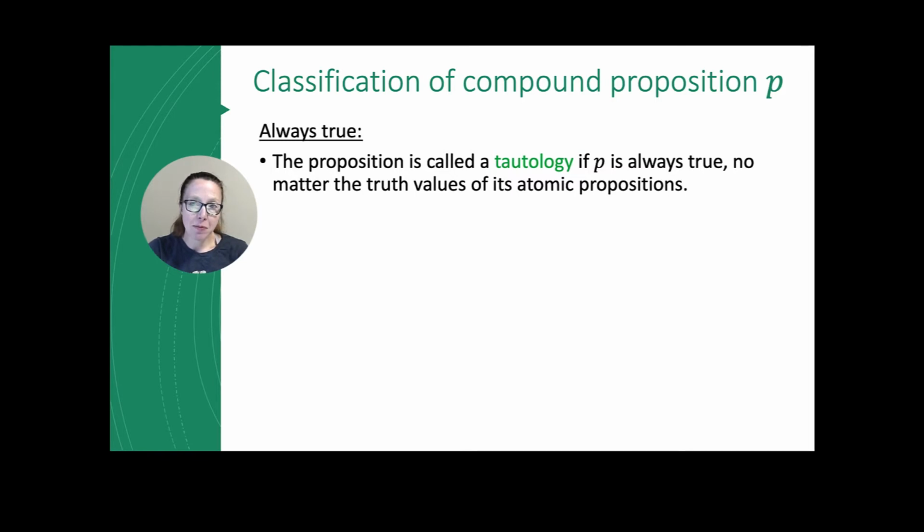If the compound proposition is always true, then it is called a tautology. And what that means is no matter how you assign truth values to the atomic propositions that it's comprised of, the compound proposition will always be true. Every single row of its truth table will end in true.